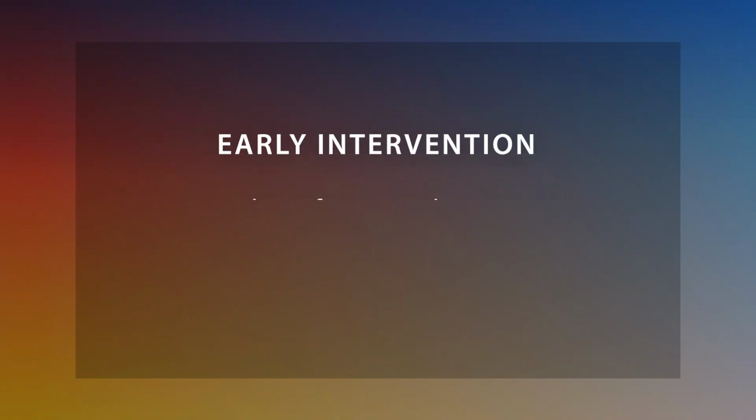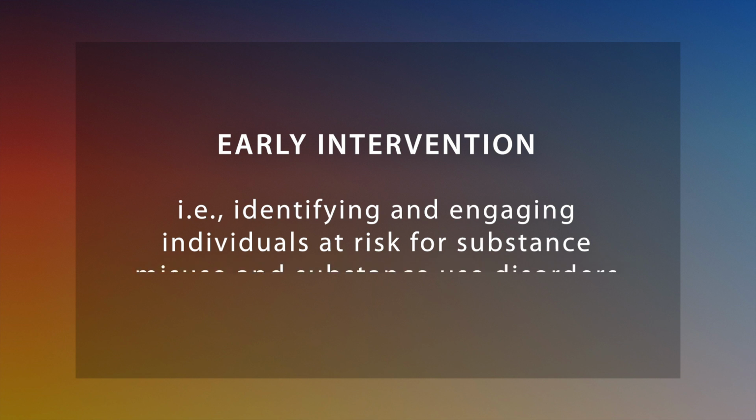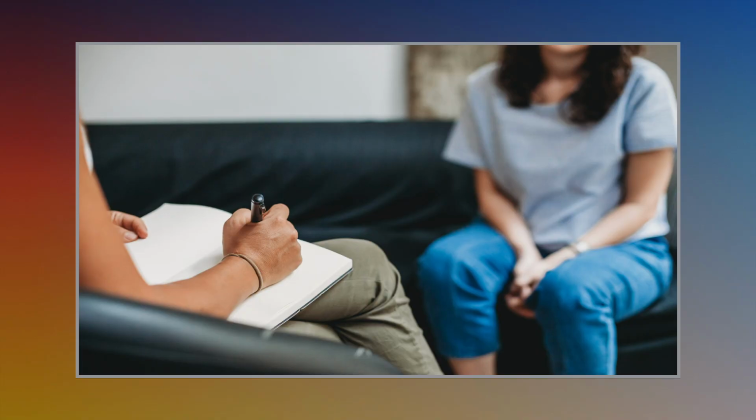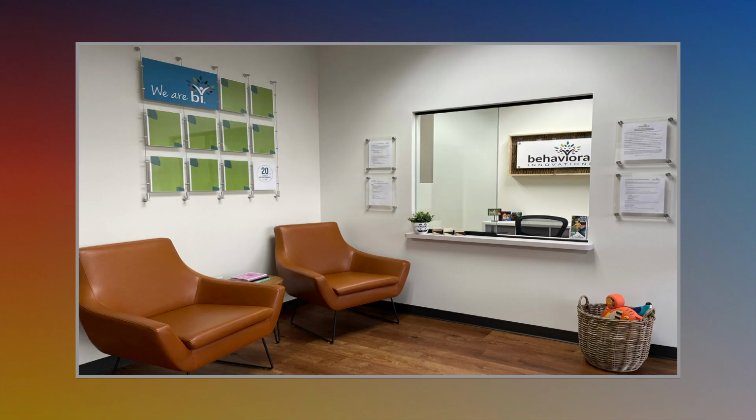Now, let us discuss early intervention, that is, identifying and engaging individuals at risk for substance misuse and substance use disorders. People with problematic usage or minor substance use disorders can get early intervention treatments in a variety of locations, such as school clinics, primary care offices, and mental health clinics. These services are typically offered when a patient arrives with another medical issue or a need for social services rather than to receive treatment for a substance use disorder.